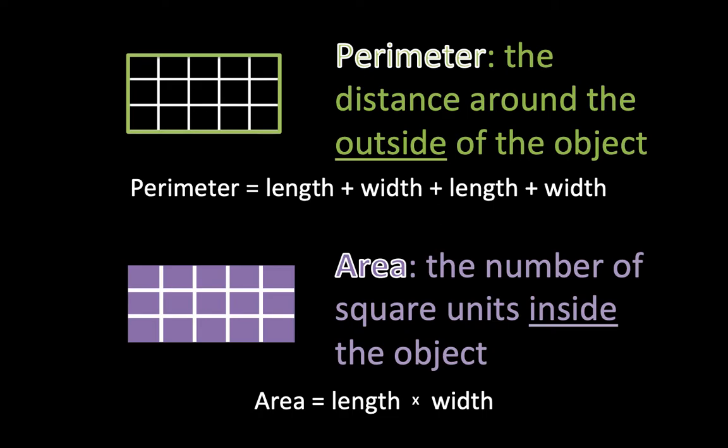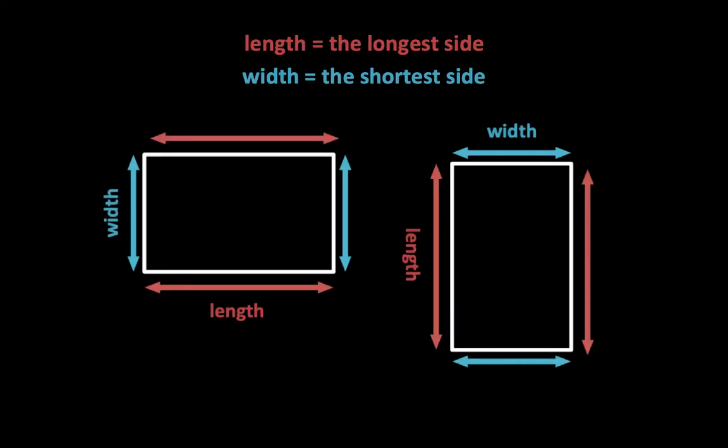Area is the number of square units inside the object, and we can find that by multiplying the length times the width. To be clear what length and width are, length is always going to be the longest side of the object, and the width is always going to be the shortest side. So you can see it does not matter which direction those are. It does not matter how the object is turned, the shortest side will always be the width, and the longest side will always be the length.